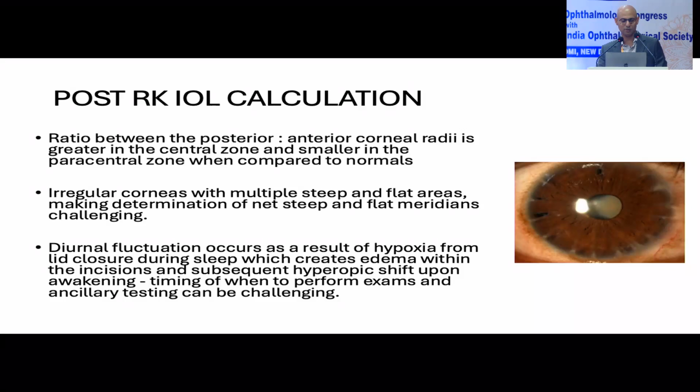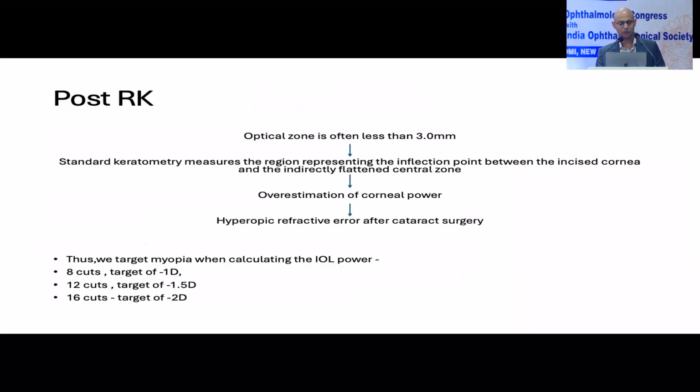Post RK is a totally different ball game. Do I have time? So here the ratio between the anterior and posterior is greater in the central zone and smaller in the paracentral zone when compared to normal eyes. And there's a lot of irregularity also, because these are manually made cuts, so the cornea is not very uniform. The third problem is there are diurnal fluctuations. The K values change from morning to evening and over a period of time. So that gives us a lot of problems. Second problem is with the optic zone.